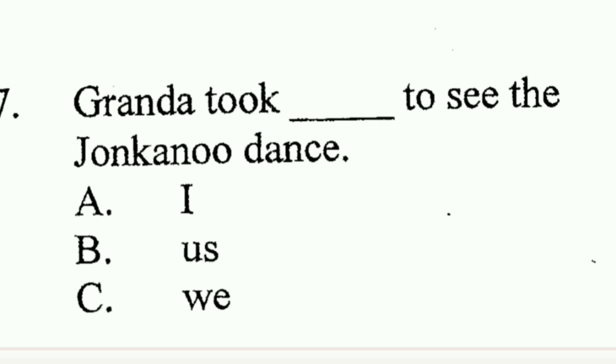They miss out something here. Granda. I don't know if that's just a word or they just missed some spelling here, because I took it one off to say grandma, but I'm just saying granda. So let's read it with granda. Granda took I to see the John Kunu dance. That's A. B says granda took us to see the John Kunu dance. And C says granda took we to see the John Kunu dance.